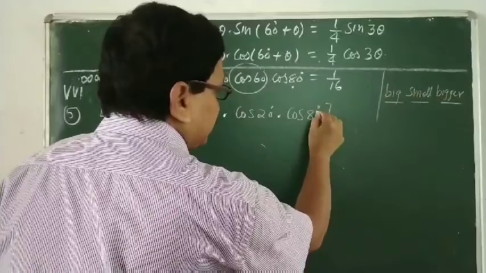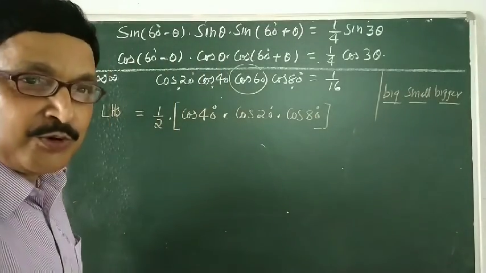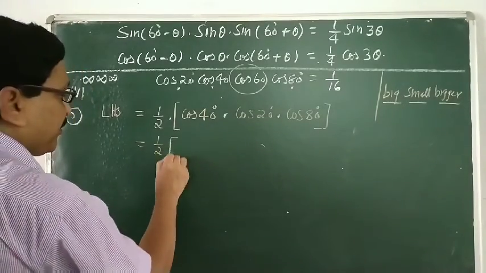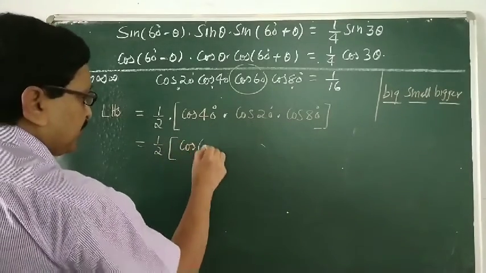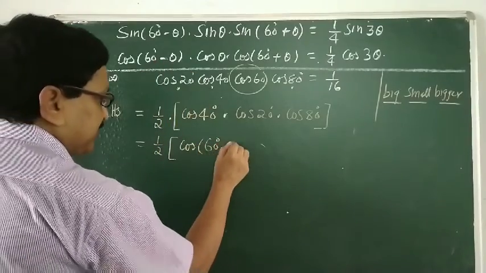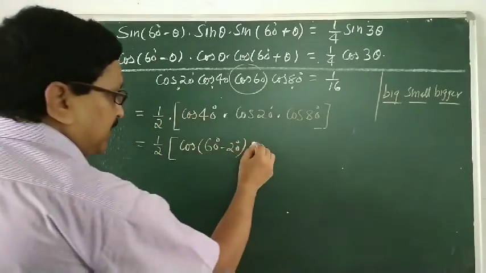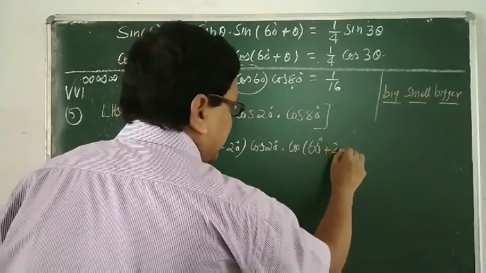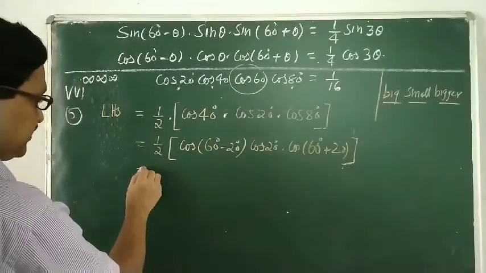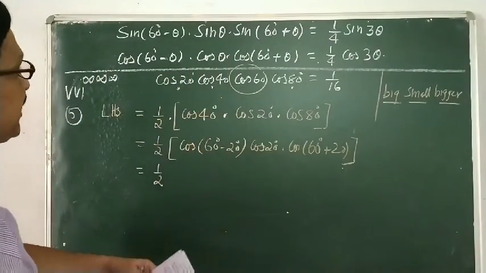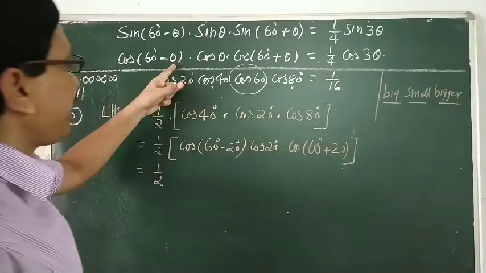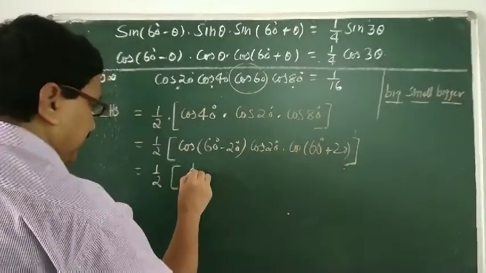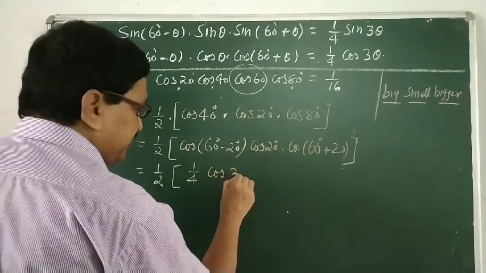Very interesting technique. Students, you will be happy to know how fast you will be doing these problems. Now you are going to solve the problem. This can be written as cos 60. Arrange on this pattern: 60 minus 20, which is 40. Then cos 20 into cos(60 plus 20). This is according to the pattern in the second man-made formula. Now just see, this is 1 by 4 cos 3 theta.